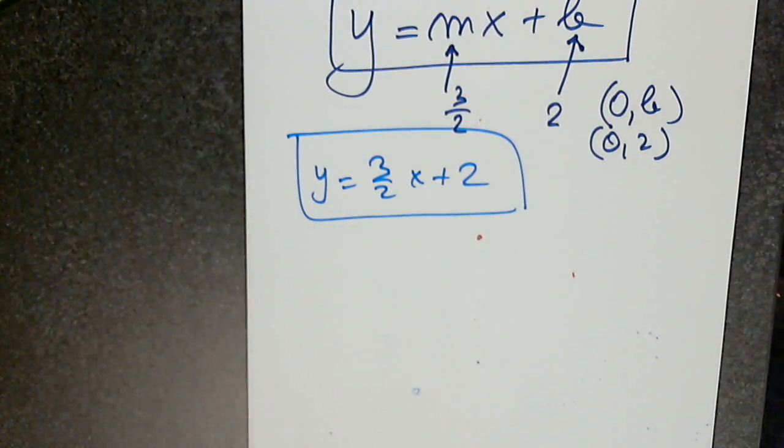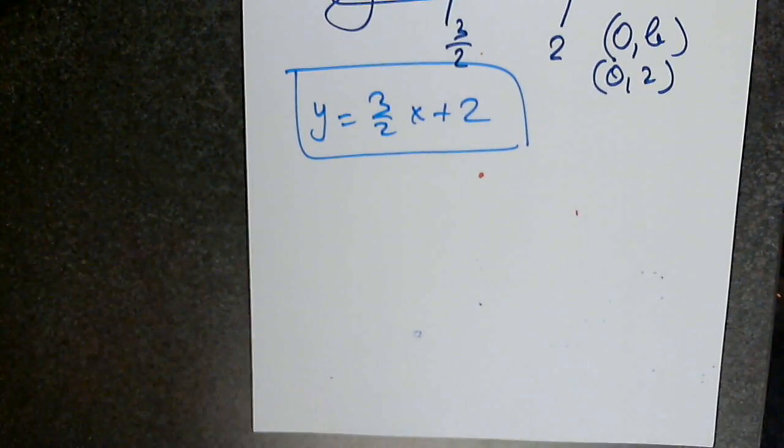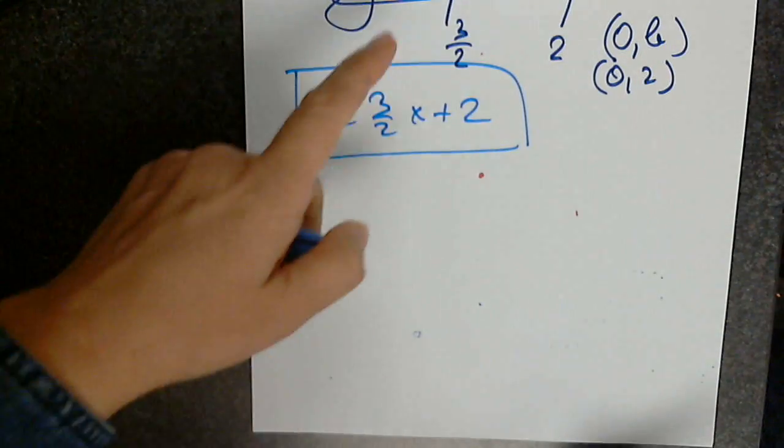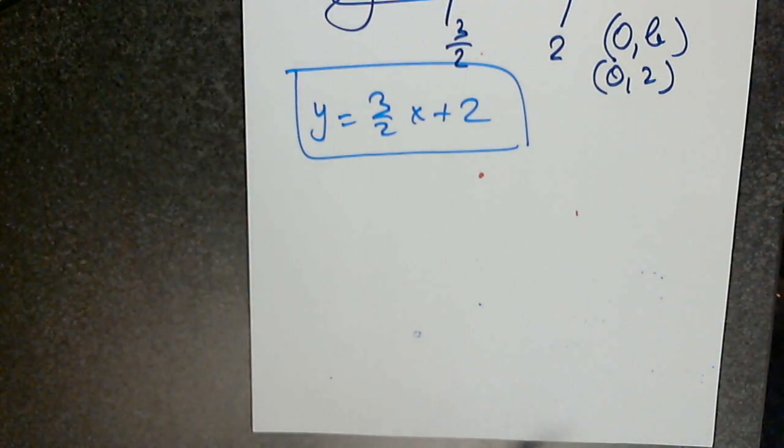Excellent. That's it. That is it. That's the equation of a line if we have the slope and the y-intercept.